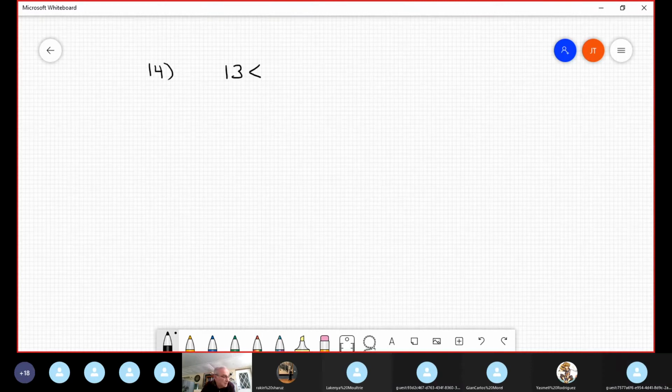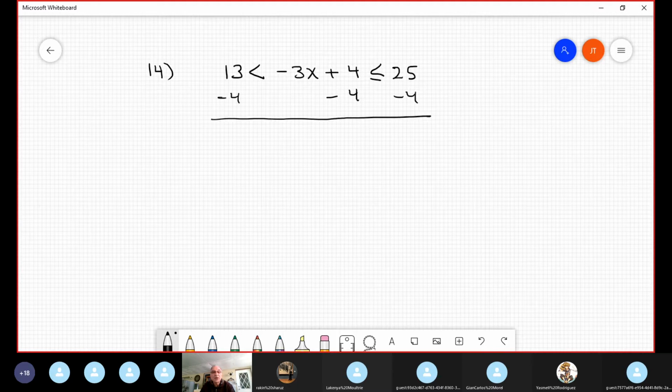13 less than minus 3x plus 4 less than or equal to 25. Again, we are in front of a three-part inequality. My recommendation is doing the easy way. What is the easy way? Not necessarily separating. Subtracting 4, subtracting 4, subtracting 4. This is 9. Minus 3x, bring down. This is cancelled. That was the intention, subtracting 4. And it's 21, 21.